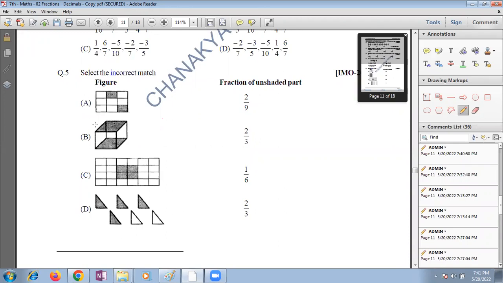Just imagine. There are 4 walls around you. Those are 4 faces, plus the top and the floor. Top means roof, and the floor is the other face. Total 6 faces. Here the top and floor were shaded. That means 2 portions out of 6. 2 by 6 can be written as 1 by 3 also. That's why that is an incorrect match. Very good.